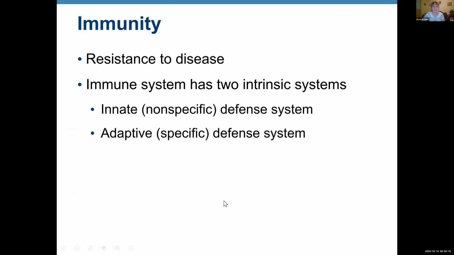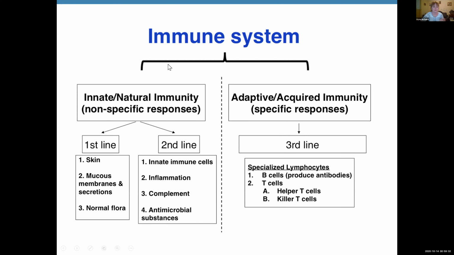Okay, so immunity is resistance to disease, and the immune system has two intrinsic systems. It's divided between two systems, but they are of course interconnected: the innate or non-specific defense system and the adaptive or specific defense system. Here on this diagram, you can see how the immune system is divided into innate or non-specific and adaptive or specific. Other names are natural immunity and acquired immunity.